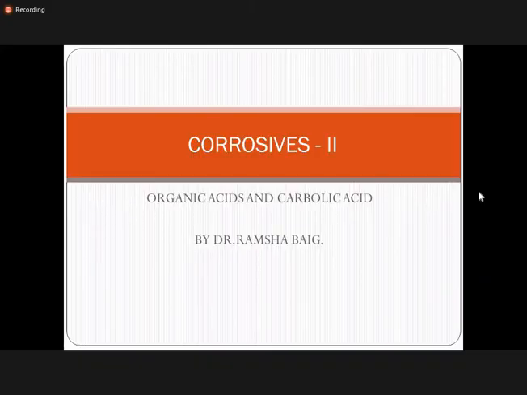Ramsha, and we are going to be talking about the remaining corrosives that we left in the previous lecture last week. So, today is a very simple lecture. We just need to know about two things, one being the organic acids and the other one being the carbolic acids. Now, you might be thinking that why didn't we just discuss all of them back yesterday?